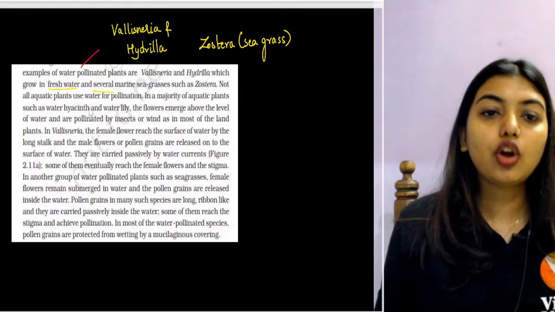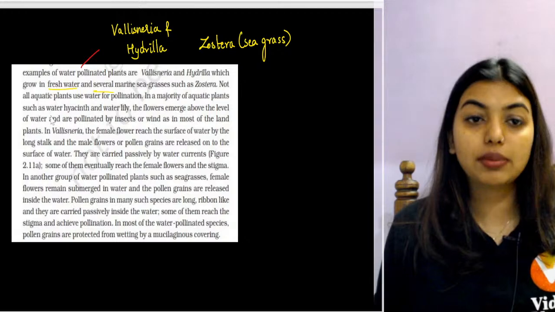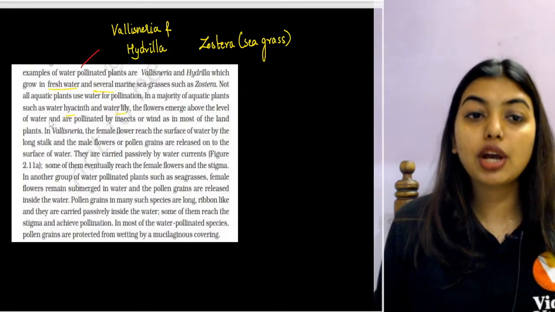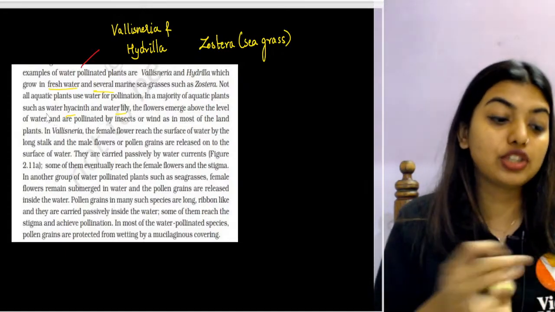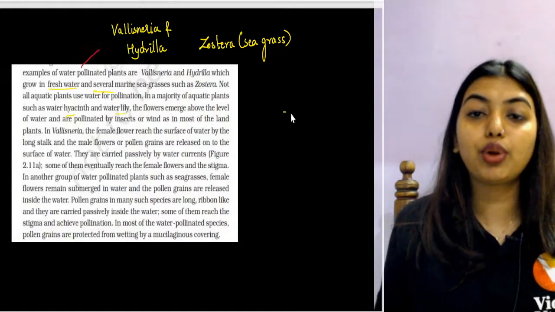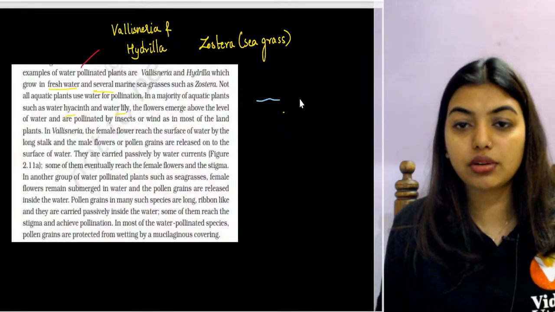Now not all aquatic plants use water for pollination. In the majority of the aquatic plants such as water hyacinth and water lily, the flowers emerge above the level of the water and they are pollinated by insect or wind. So students, even though some of them are believed to be underwater, what they do is, let's imagine this is the water current, water.